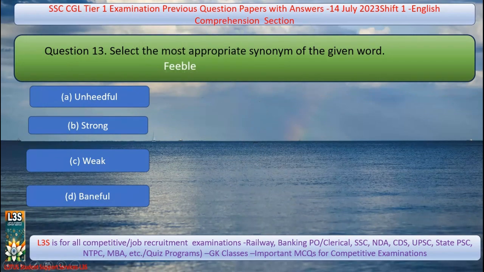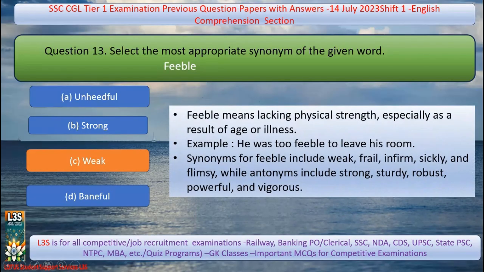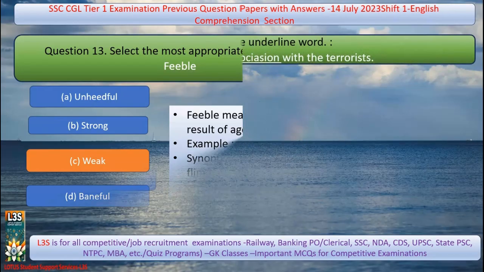Select the most appropriate synonym of the given word, feeble. Option C, weak. Feeble means lacking physical strength, especially as a result of age or illness. He was too feeble to leave his room. Synonyms of the word feeble include weak, frail, infirm, sickly, flimsy, etc. While antonyms are strong, sturdy, robust, powerful, vigorous. So weak will be the correct answer here.